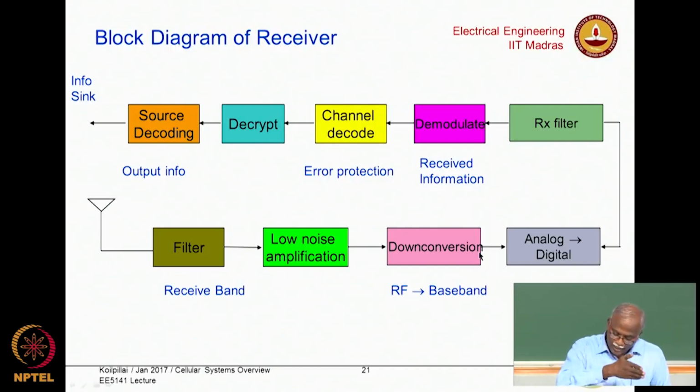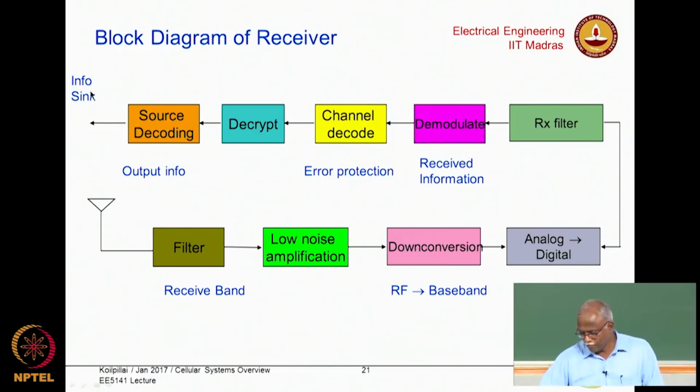Convert it back from RF to baseband, either in one step or in multiple steps, heterodyne or homodyne receivers. Convert it into digital, pass it through a matched filter. So if you used a square root raised cosine at the transmitter, a matched filter will give you the best SNR, and then you would do the demodulation, extract the information, remove the channel coding, get only the information that you are interested in, undo the encryption, and then re-decode the information so that you can then play it back.